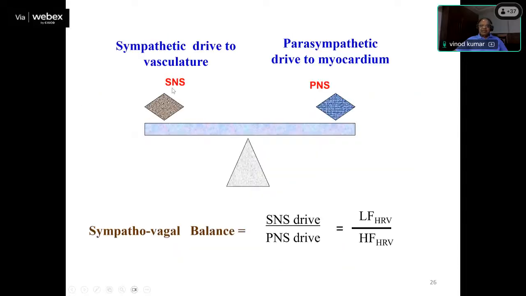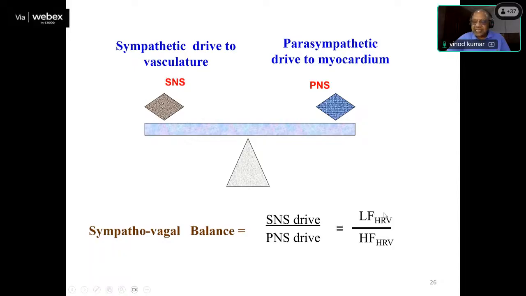So a balance is important between sympathetic and parasympathetic. Now, how HRV is helping or giving us an idea about health: we try to find out the balance, that is SNS drive and parasympathetic drive. That is, in our signal processing, we will find out low frequency power and high frequency power. The ratio of these tells the health of the cardiac system. We will discuss what this LF is, what this HF is.